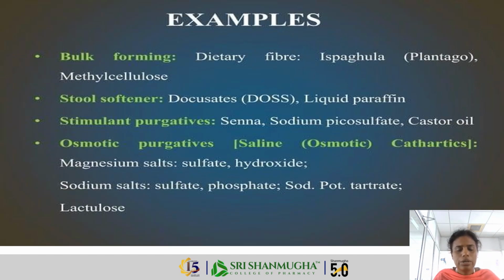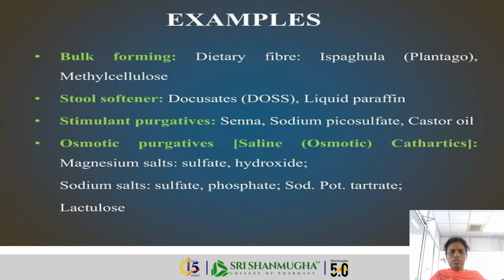Examples, we are going to discuss the examples of cathartics. First one is bulk forming. For bulk forming examples, dietary fiber, for example isphagula or psyllium, and methyl cellulose. Isphagula and methyl cellulose are bulk forming cathartics. Next one is liquid paraffin and DOSS or docusate. This is a stool softener.